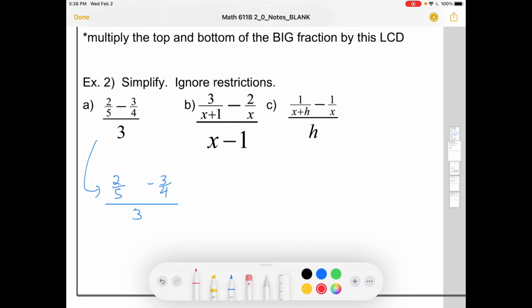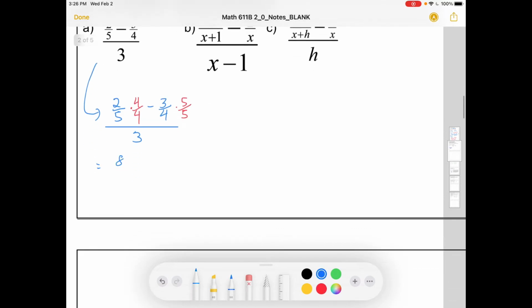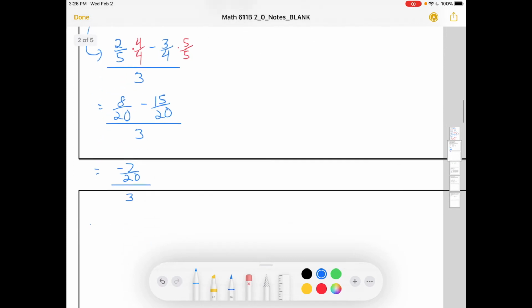So you'd say, oh, on top, I would like to make a common denominator. So I'm going to times the first one by 4 over 4, and the other one by 5 over 5. And what will that give me? It will give me 8 over 20 minus 15 over 20 all over 3, which is equal to negative 7 over 20 divided by 3, like this.